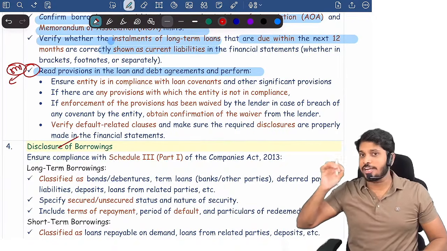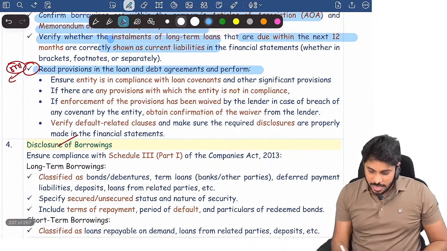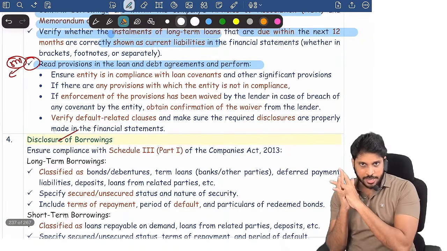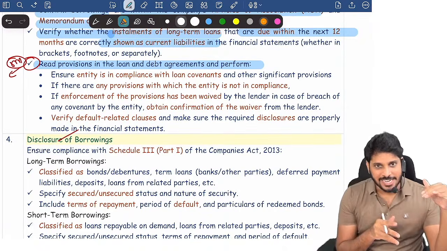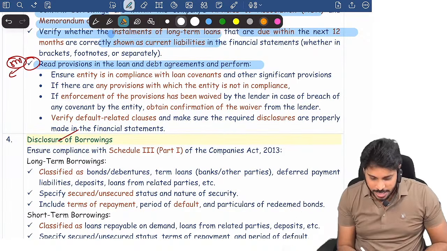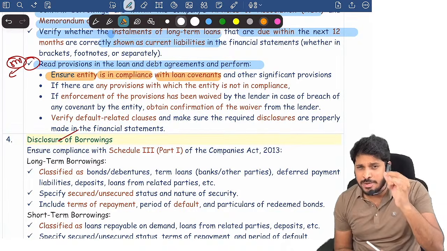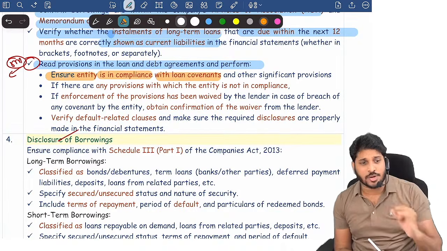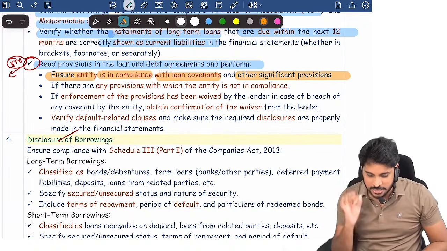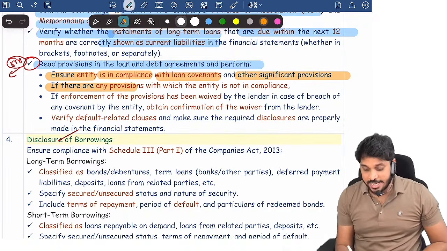What points will the auditor see in that loan agreement? In one of the exams they asked this question. Now first of all, when I'm reading the loan agreement, what will I check? What the company did in reality versus what is there in the loan agreement. Is the company compliant with the loan agreement? Ensure the entity is in compliance with loan covenants. Covenant means what? Terms and conditions. Covenant means terms and conditions and other significant provisions. Is there any provision with which the entity has not complied?